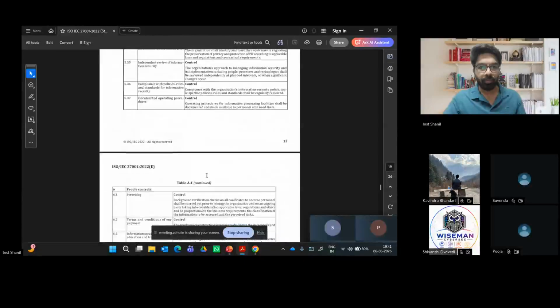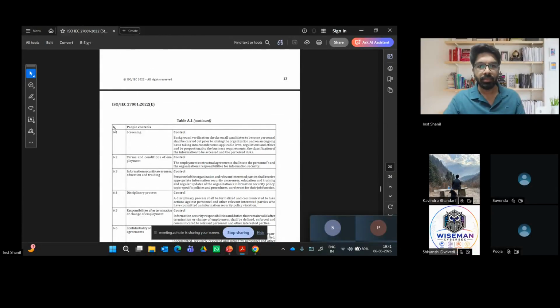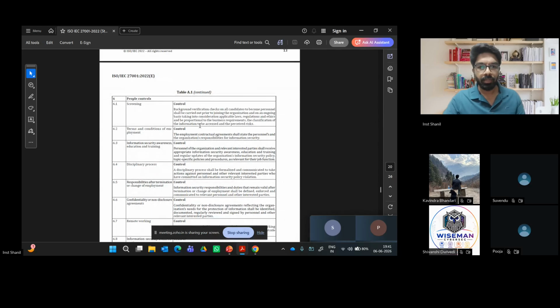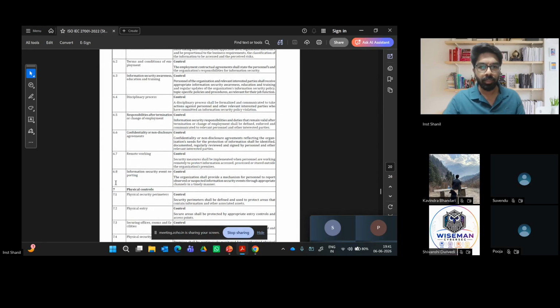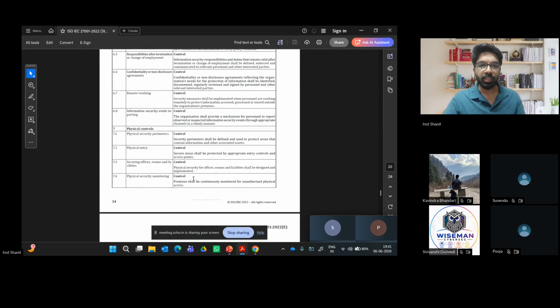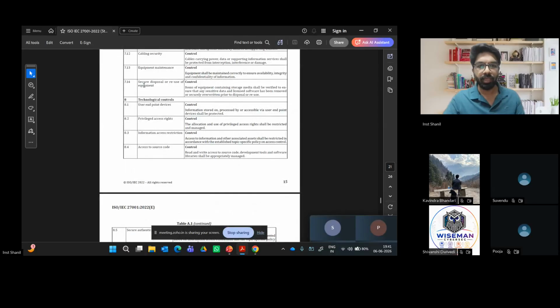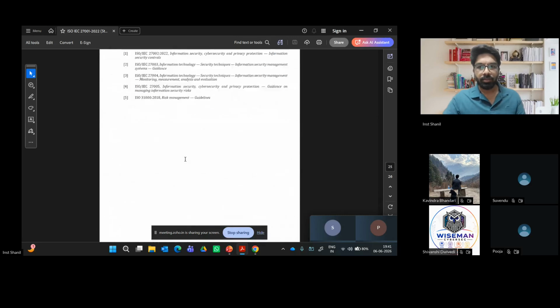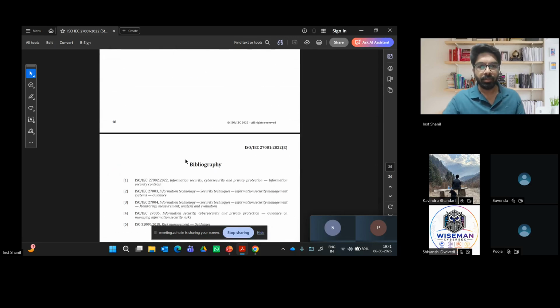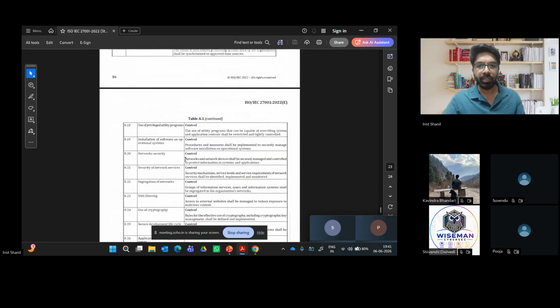And then we have Annex A.6. It is people related controls. It has 8 controls, 6.1 till 6.8. Then physical controls, and then finally we'll have the technological controls under Annex A.8. So that's how the standard is prepared, and we'll be going through each line item in detail.